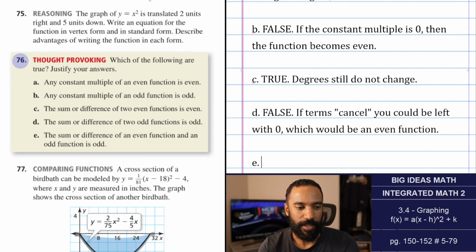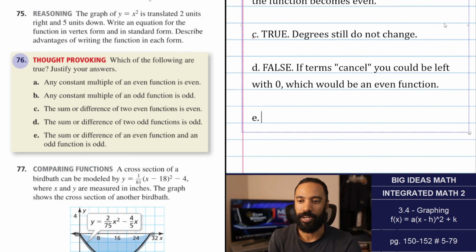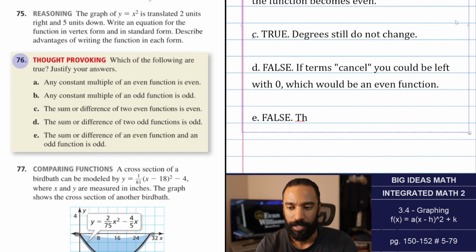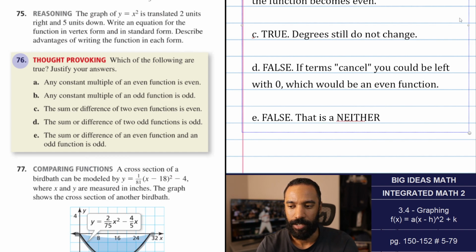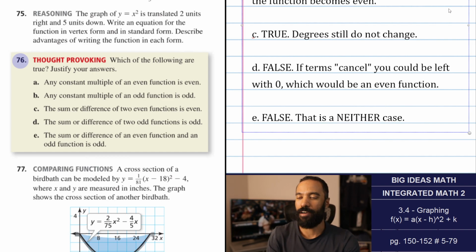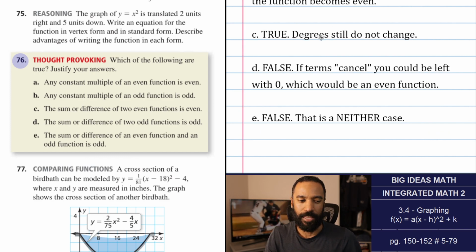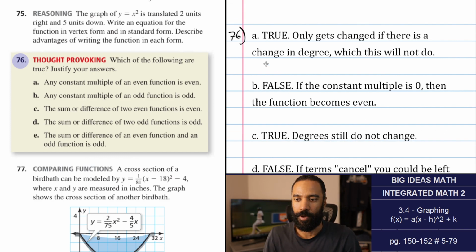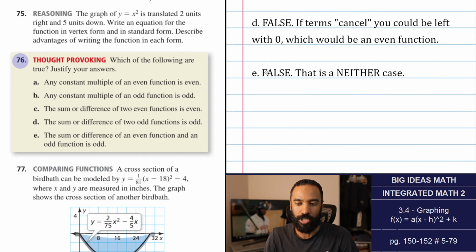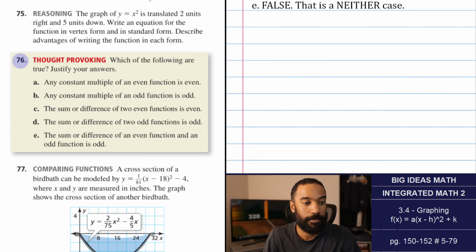E, the sum or difference of an even function and an odd function is odd. That is false. That's going to be a neither. If you have a combination of evens and odds, that is a neither. Hopefully I answered that correctly. It's all about the B and D turning into 0, which makes that thing even, technically.